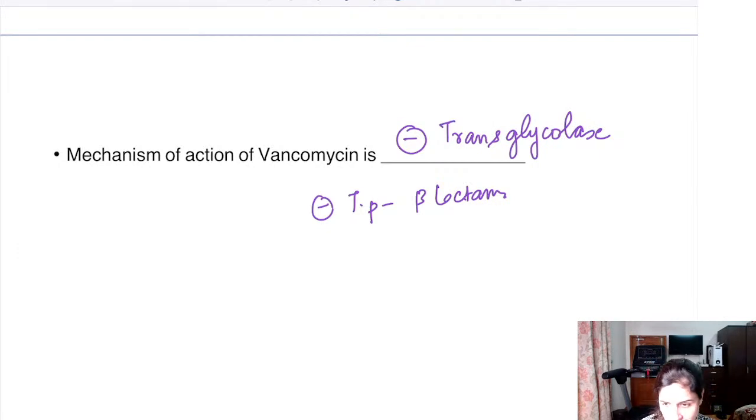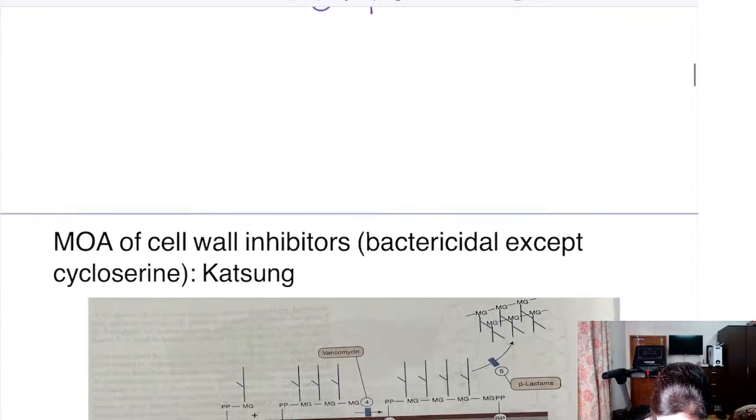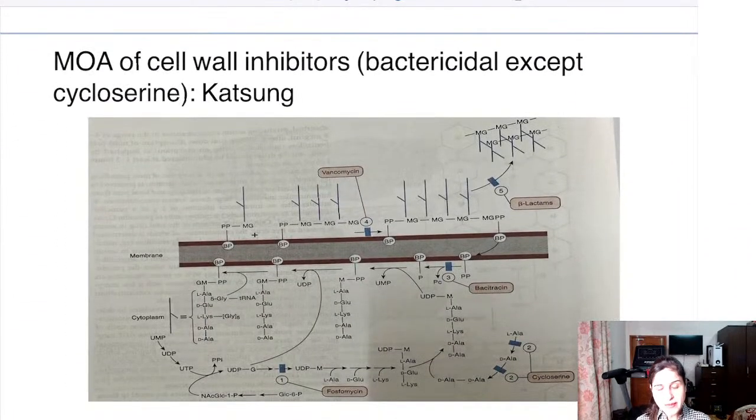This particular diagram has been asked before as an MCQ. This diagram is from the book by B.G. Katzung, the pharmacology book Katzung. It's a good reference book, and this diagram is there. Here they have given you all the mechanisms of cell wall synthesis inhibitors, all the drugs which inhibit the cell wall. All of this you should know because one or two have been asked. Vancomycin itself has been asked in the exam.